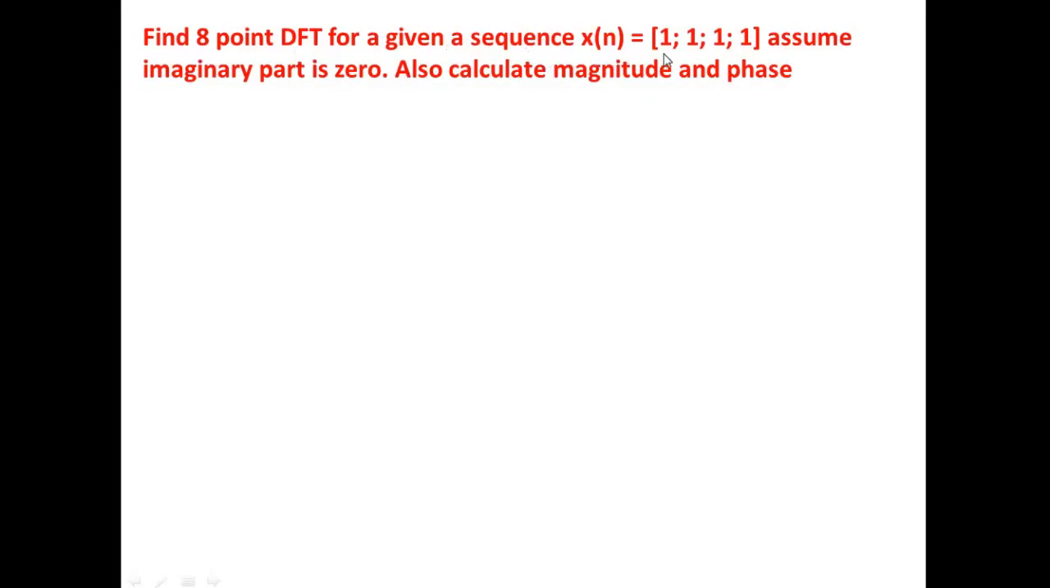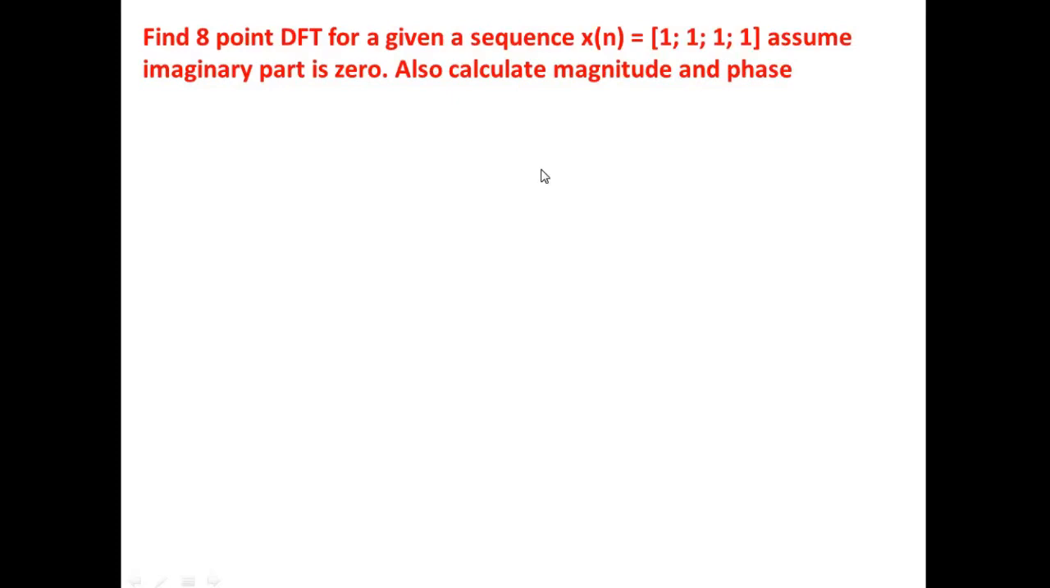The input given has only 4 values, so the length of this input sequence is only 4. We do not have equal length in input as well as in output. The required output is 8-point, but the available input has only 4 points. So what we are going to do is a concept called zero padding.